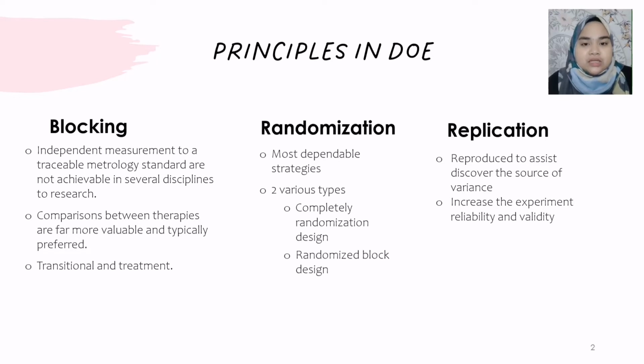Third is replication. Measurements are repeated and the whole experiment is reproduced to help discover the source of variance, better assess the effect of treatment, increase the experiment's reliability and validity, and add to the current knowledge of the issue.